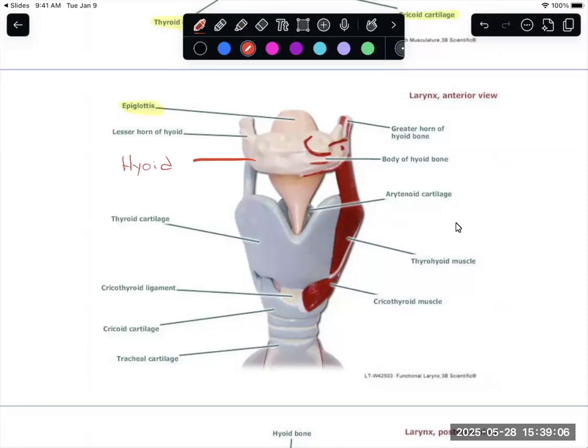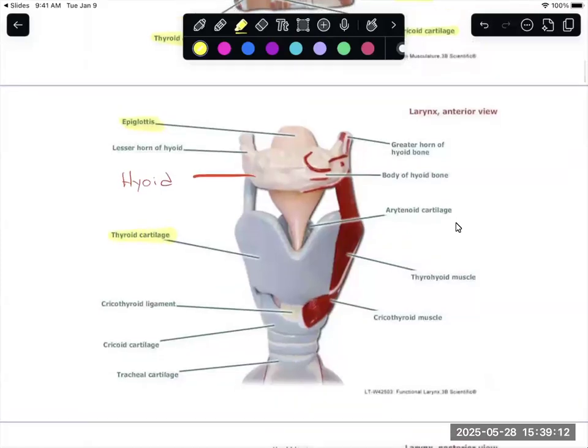Hyoid bone. Here you can see that thyroid cartilage that makes up that Adam's apple, that point in the front. Here you get this point coming down. Below that thyroid cartilage, we have the cricoid cartilage. So these are two different cartilages that are helping to protect those vocal cords.